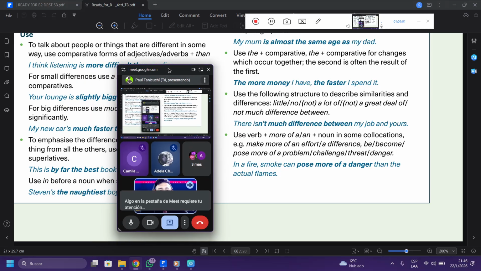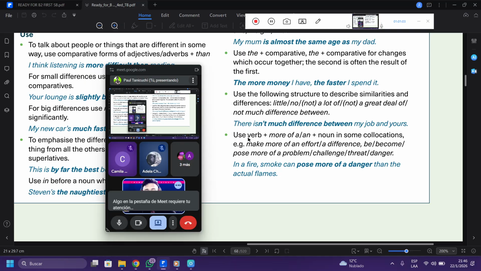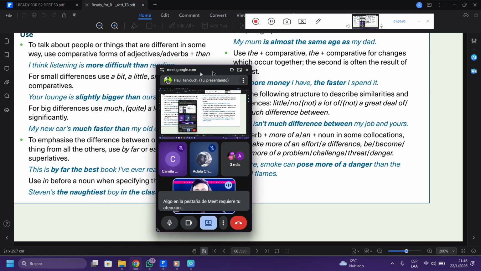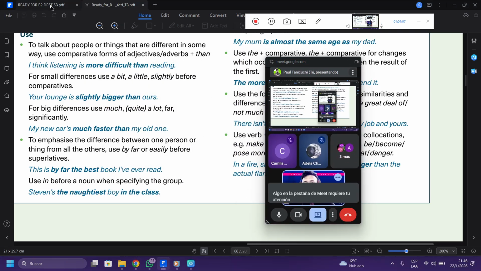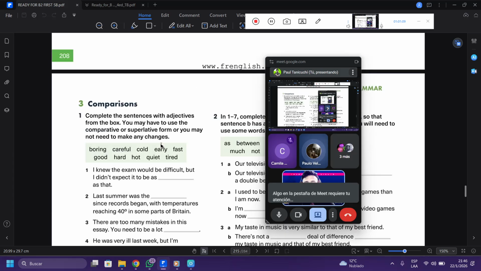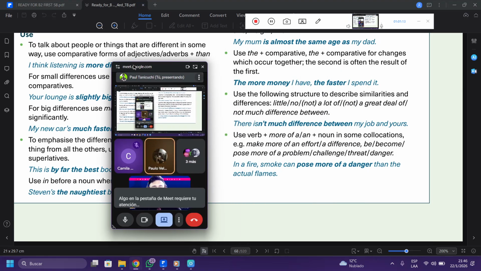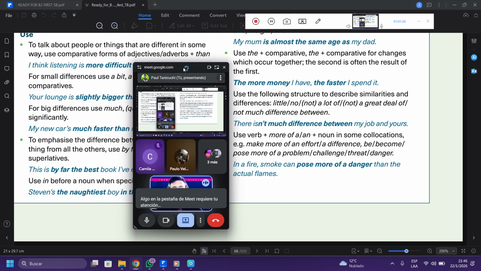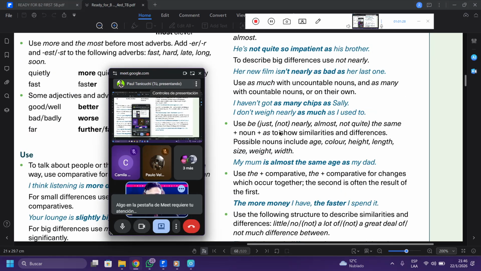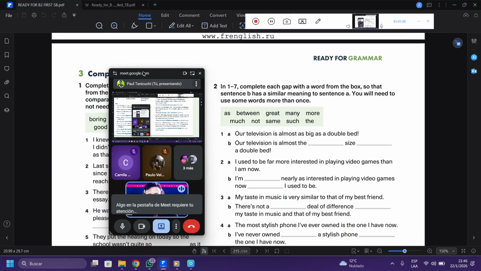So who's missing? Well, in a crash, drinking beer can pose more of a danger than smoking cigarettes. Yes, than smoking cigarettes. Perfect. Nice. Okay. So as we finish, now we have to put into practice what we learned.